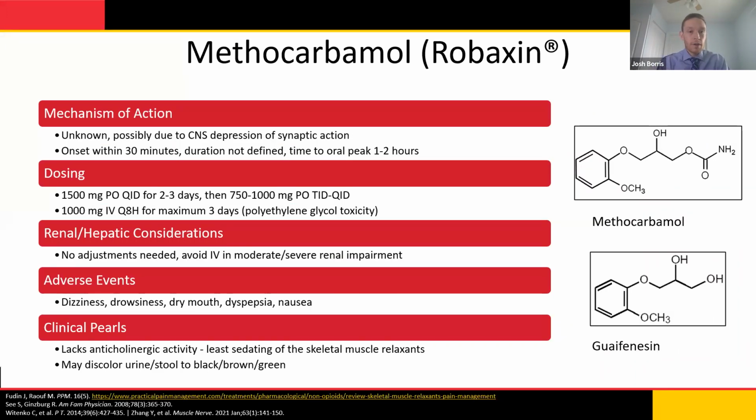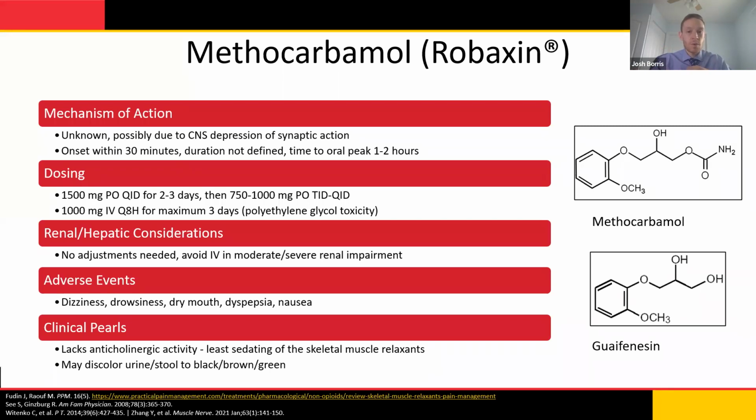So methocarbamol is the next one that we'll be talking about. As you can see on the right, methocarbamol is actually a guaifenesin derivative, even though it has none of the same overlapping effects with guaifenesin. It's not an expectorant. And we really don't know how methocarbamol particularly works. Originally it was thought that, because it has some significant CNS depression, it causes a decrease in synaptic action, leading to fewer muscle spasms. But they're still not fully sure about that.